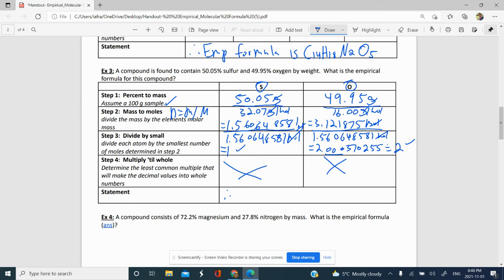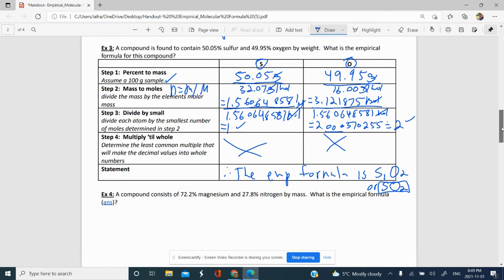And so therefore, the empirical formula is S1O2 or simply SO2. You don't have to put S1 because the 1 is implied, so you can simply write it as SO2.